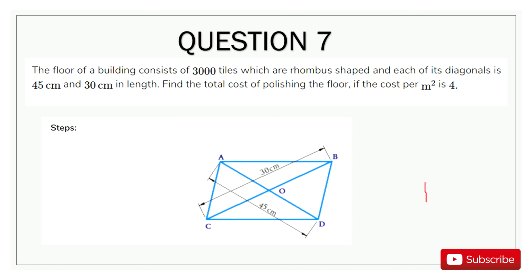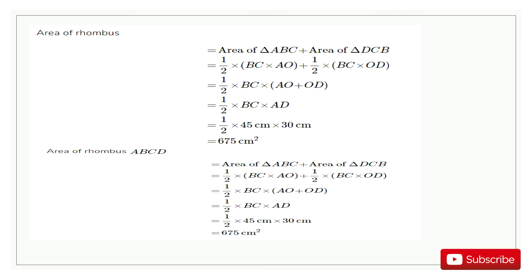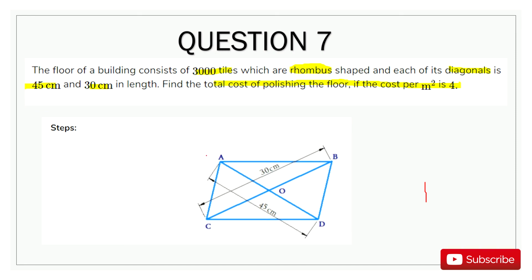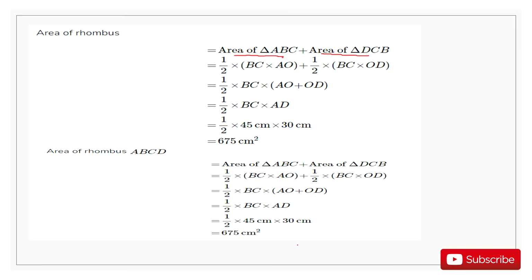Alright. Question number 7. The floor of a building consists of 300 tiles which are rhombus shaped. The diagonals are 45 centimeters and 30 centimeters. Find the total cost of polishing the floor if the cost per meter square is 4 rupees. So this is the shape of a rhombus. For the area of the rhombus, with the same procedure, we'll split it into two triangles, triangle ABC and triangle BDC.